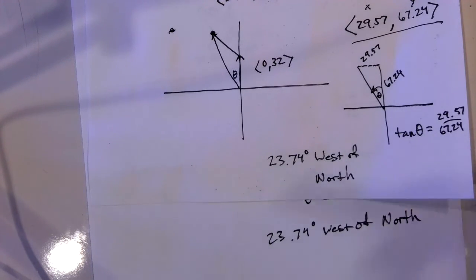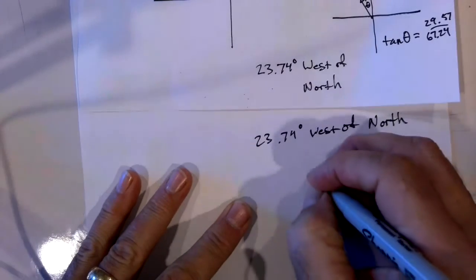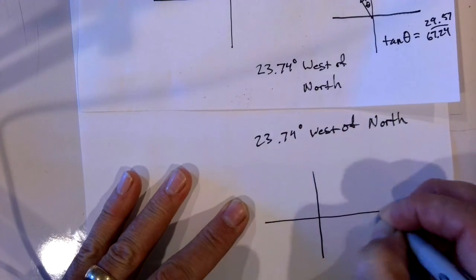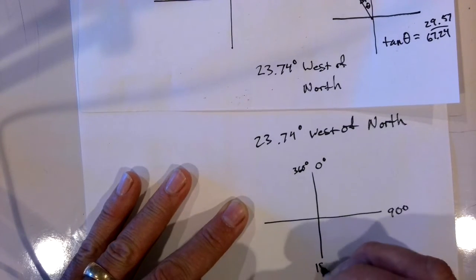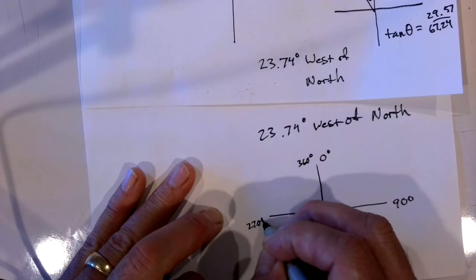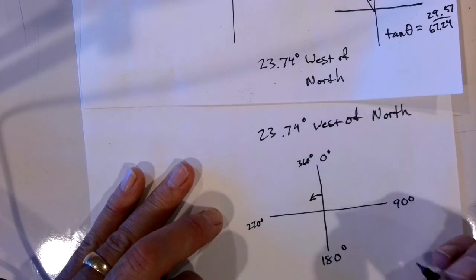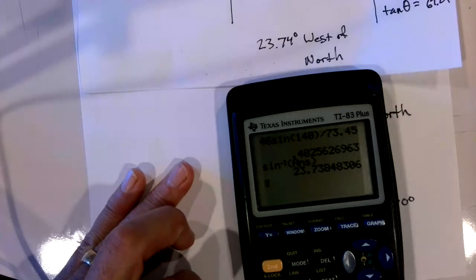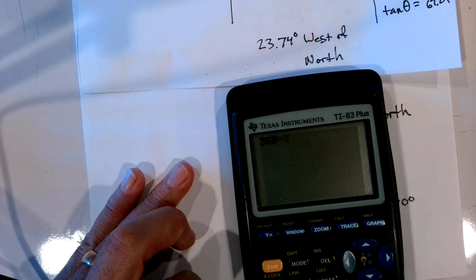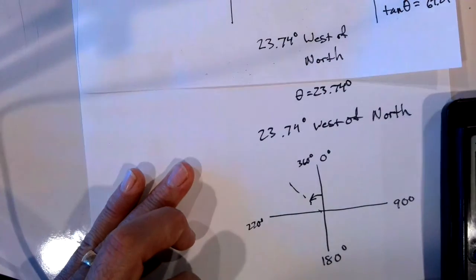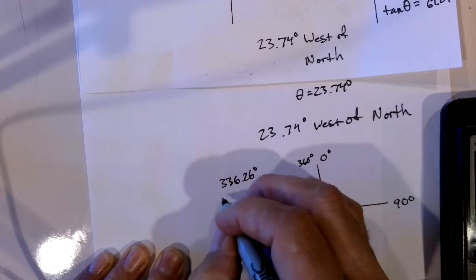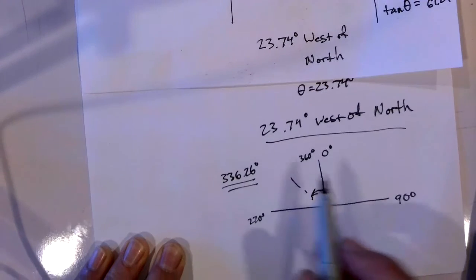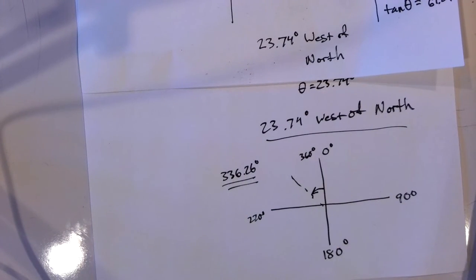So I don't know how they want your answer expressed, but I will just finally say this. If they call this 0 degrees or 360 degrees, this 90 degrees, this 180 degrees, this 270 degrees, if you subtract off that 23.74, you would get 360 minus 23.74, and you get 336.26. So 336.26 is the same as that. One is a standard bearing, the other is a directional bearing. I don't know how they want your answer, but those are the things we talk about.